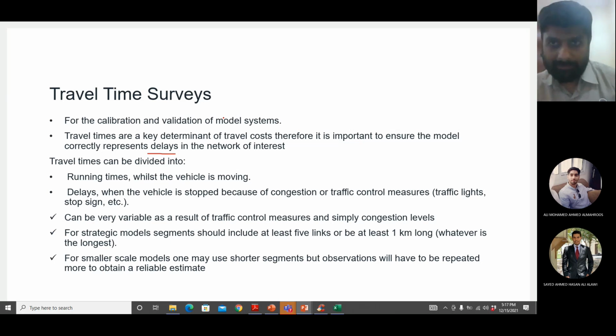Reliability for each segment is not so important for strategic models. Overall reliability for the entire network is important, but if you try to focus on each segment, saying that on each segment I will take 10 observations, it will take you years to complete the entire survey. So that's why they are saying, if you are dealing with the entire area, don't focus unnecessarily on each and every segment.